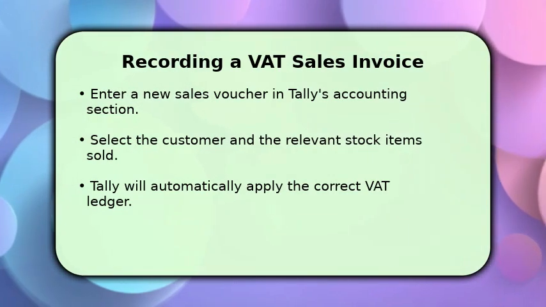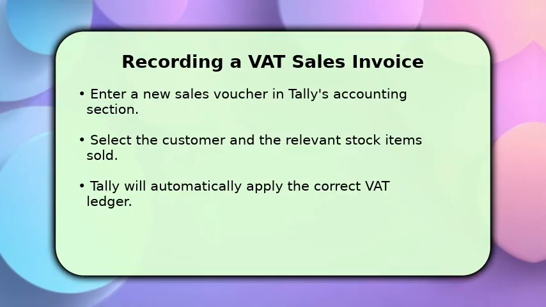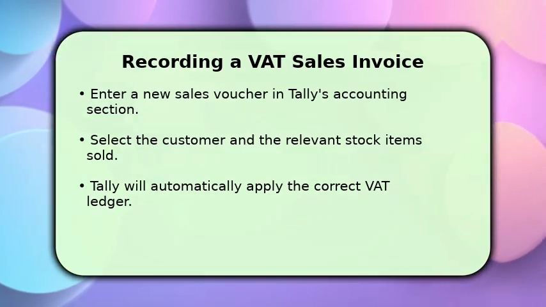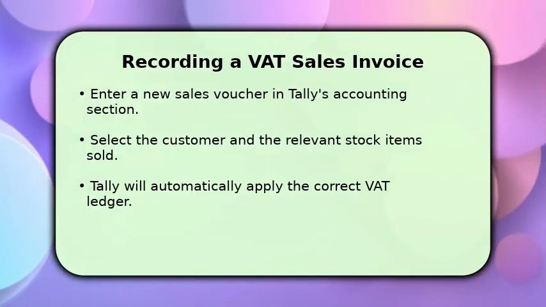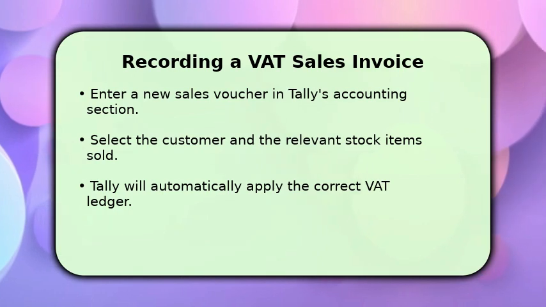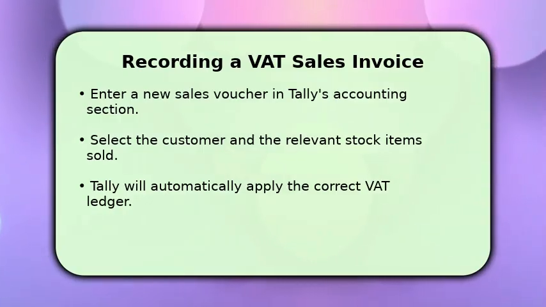With your setup complete, you're ready to record a sales invoice. Go to Accounting Vouchers and select a new sales entry. Choose your customer and then select the stock items they are purchasing. Tally will automatically calculate and apply the appropriate VAT based on your previous configurations. This streamlines the process, ensuring accuracy in your billing.